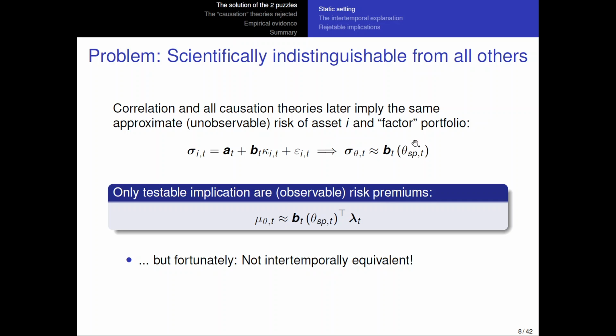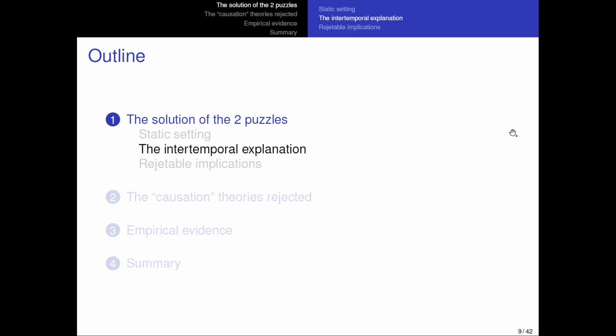So the risk of the portfolio is going to be proportional to the spread in whatever characteristic you use, could be book to market or size, and then this function here that tells you how the characteristic relates to risk. But anyway, nothing changes. It's still the same implications. The implication here and the implication for causation theories is the same. So nothing from what I said changes. It's just to clarify what this is. Okay, so now we can talk about the intertemporal explanation.